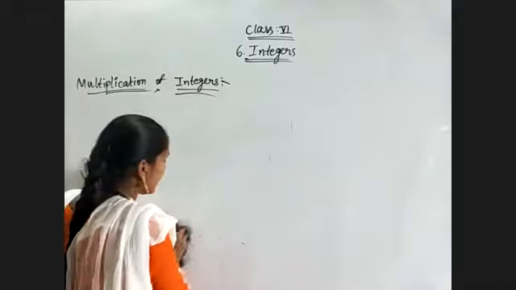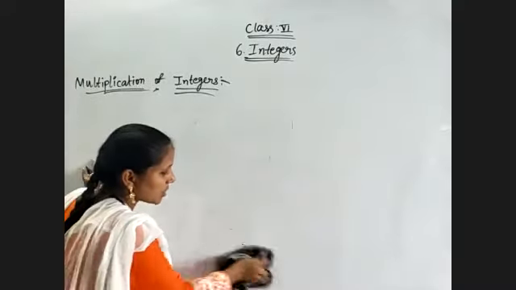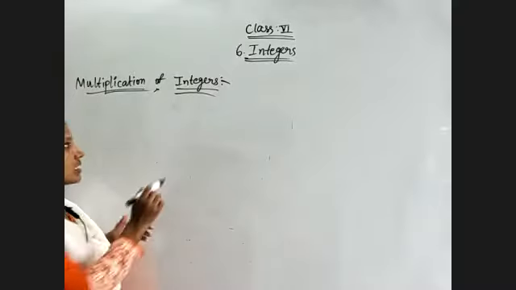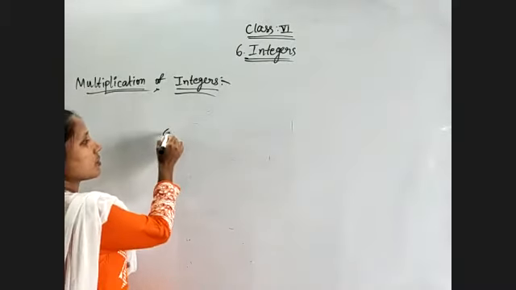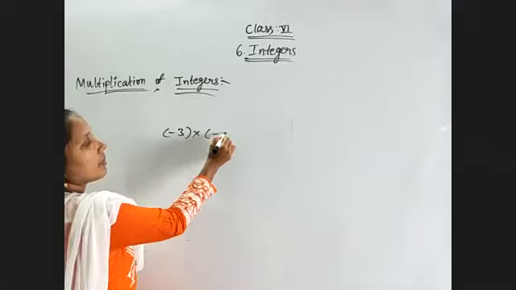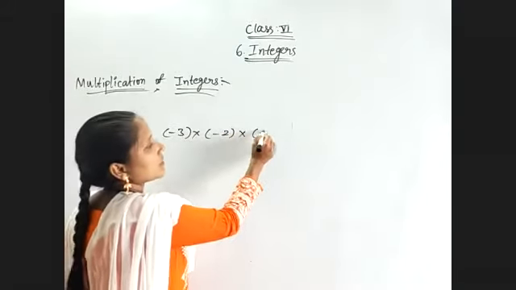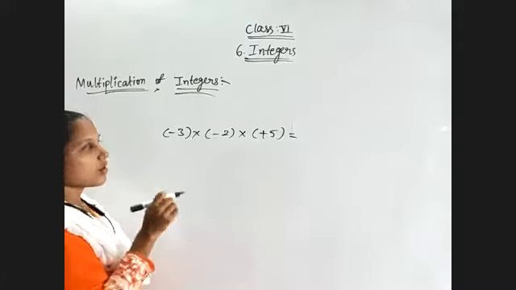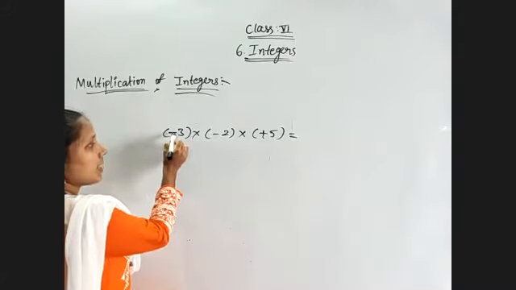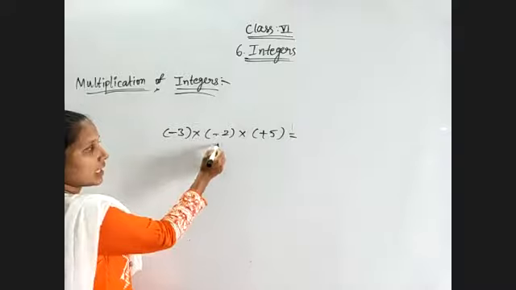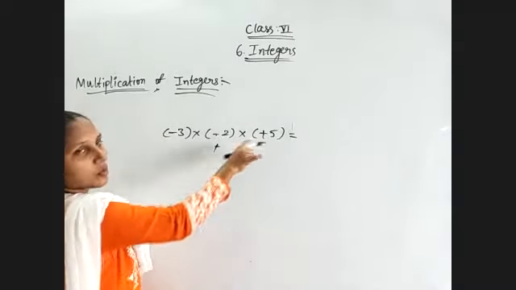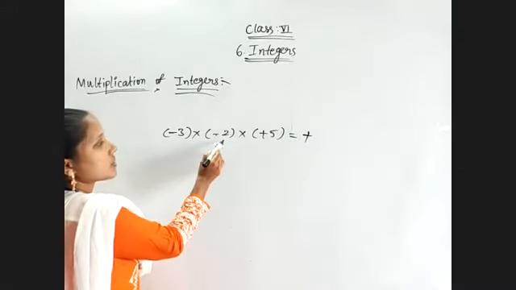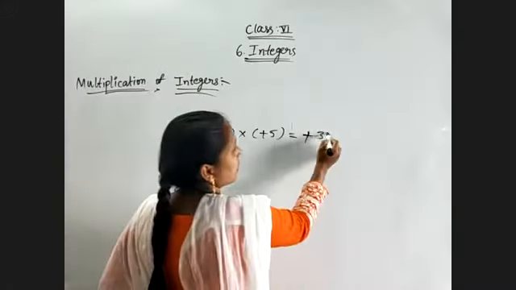So already we studied how to add and how to subtract integers. Now, how are we multiplying integers? Multiplication is very simple. Suppose I have -3 into -2 into +5. Like this, I have three integers. In this case, first observe, we know that minus into minus is plus. So till here we got plus, and plus into plus is plus. So finally we will get the result positive. And 3 2s are 6, 6 5s are 30.